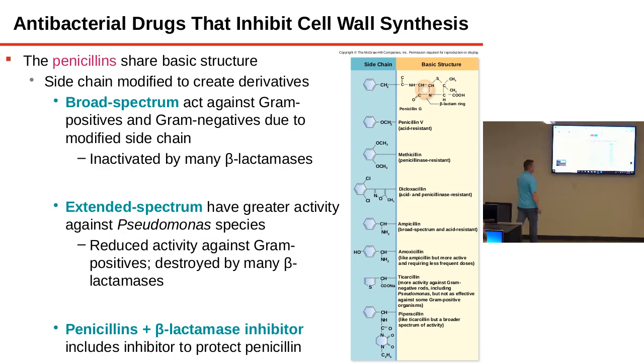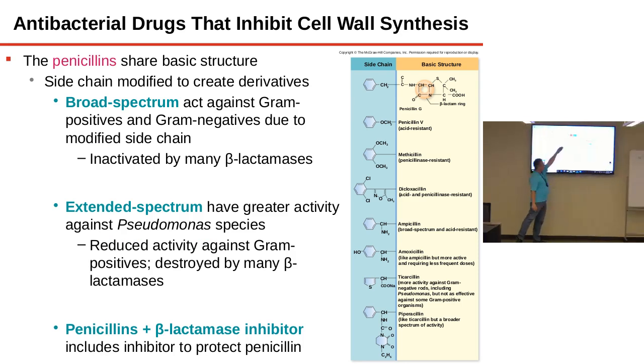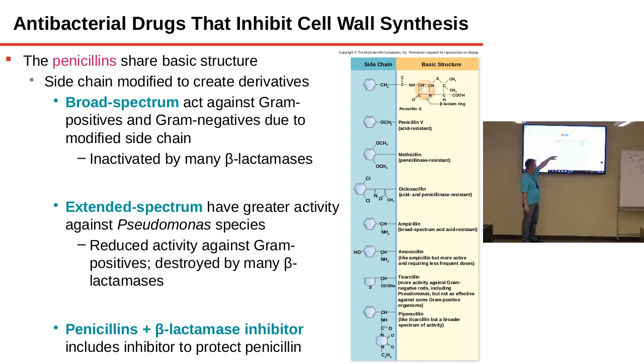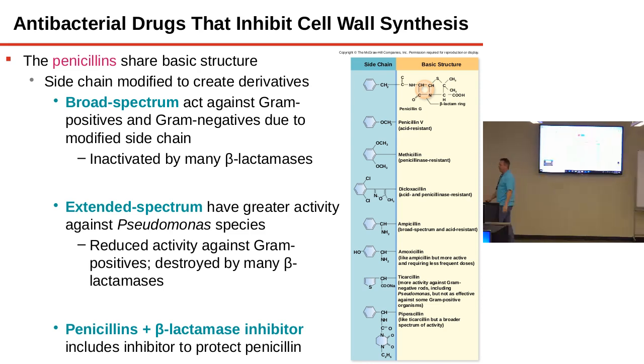So again, we got the penicillin, shared the basic structures we just went through. They're broad spectrum against gram positives and gram negatives if they have that side chain changed, right? Because normally gram negatives are not going to be affected. But some of these side chains that make them broad spectrum then allows them to go after the gram negatives also. Extended spectrum, this is going to push them towards actually being useful against things like Pseudomonas.